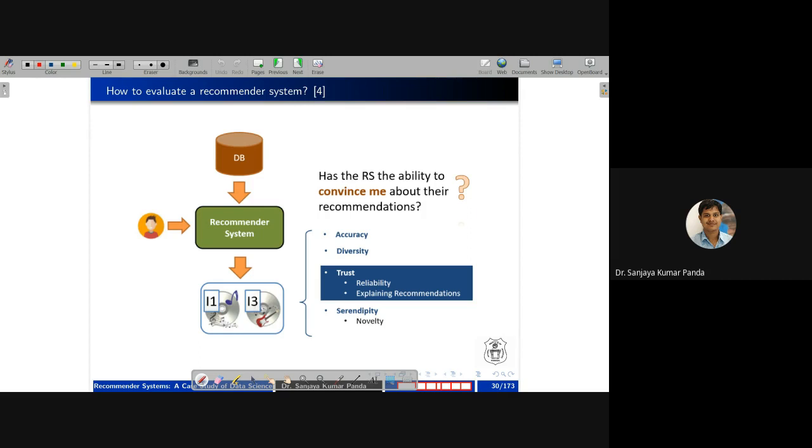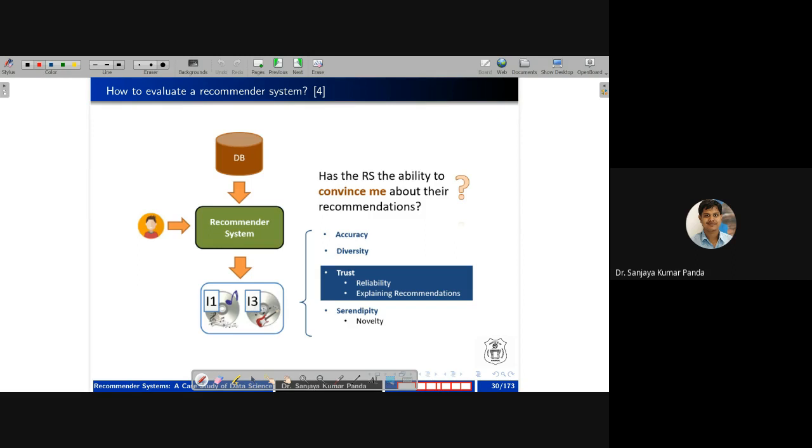There are various ways a recommendation system can also suggest an item by providing some kind of offers or coupon codes, or some kind of attractiveness, so that you are going to buy that particular product. So trust is based upon reliability and on explaining a particular recommendation, why that recommendation is given or generated by the system.